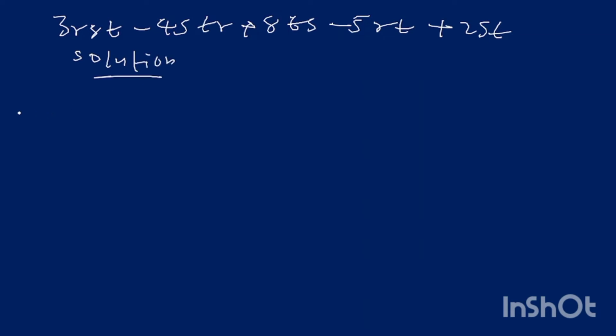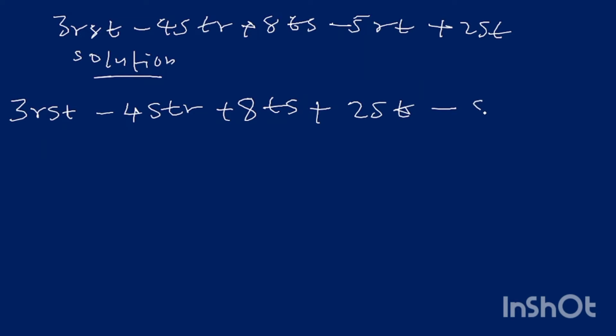So if you look at this, this is rst, this is str, they are all alike. These two are alike, so I'm going to take that. So 3rst minus 4str. This is tx and this is xt. They are alike. So I take plus 8tx plus 2xt minus 5rt. So this is 3 minus 4, that will give me minus rst.